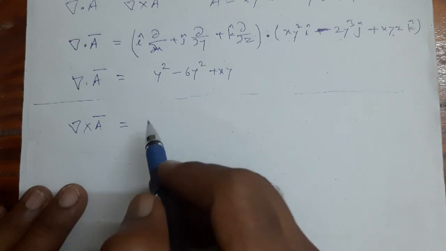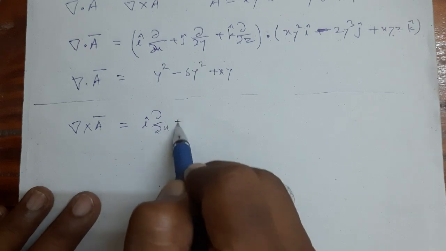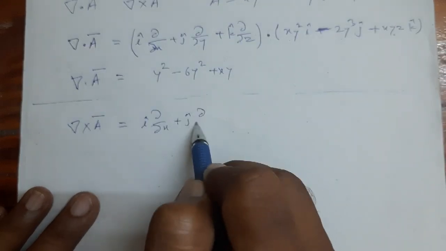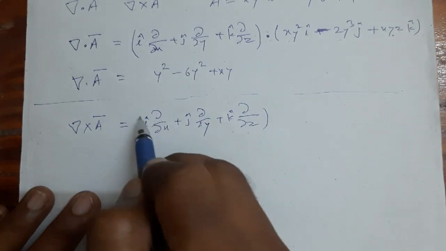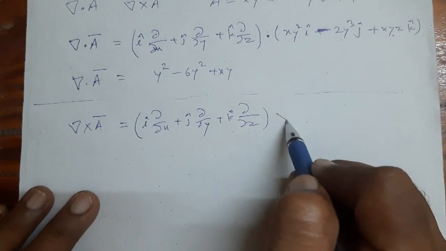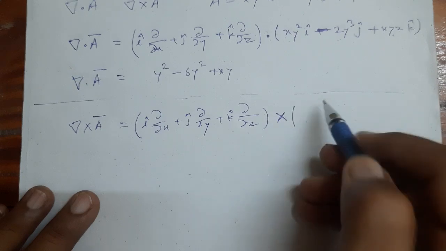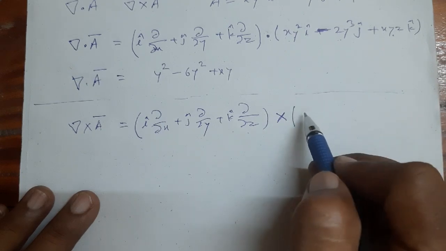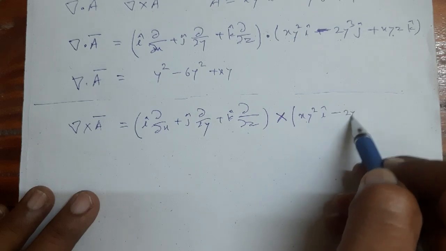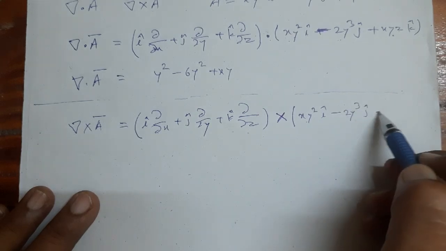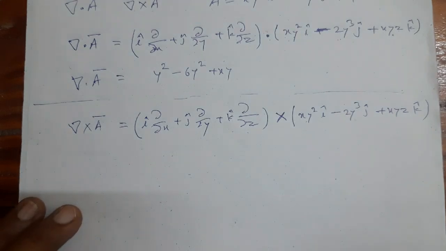I shall follow the normal way, that is, I will write the del operator: ∂/∂x i cap plus ∂/∂y j cap plus ∂/∂z k cap, and then with a cross product, I will operate this on the vector function A bar, that is x y square i cap minus 2y cube j cap plus x y z k cap.